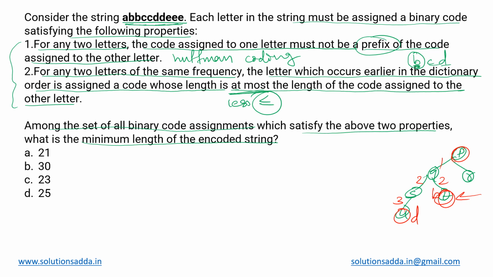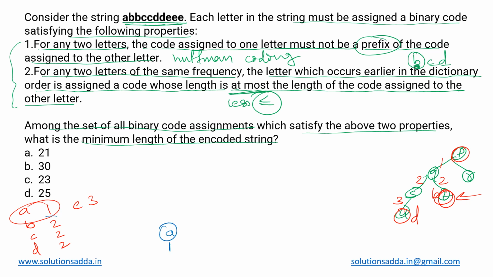So now, following all these properties, let us find out the encoding for this given string. Let us note down the frequencies of all the letters. For A it is 1, for B, C and D it is 2, and for E the frequency is 3. So now we have to construct the Huffman tree for this string. We will start with the one having the least frequency, that is A. So let us construct A over here with frequency 1.